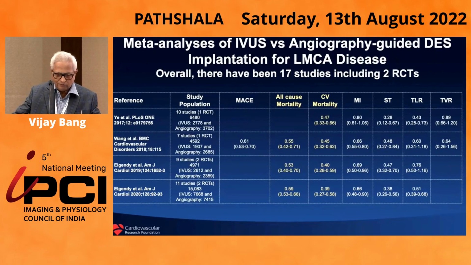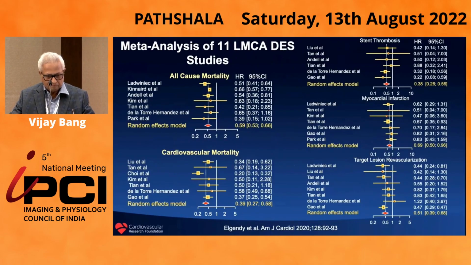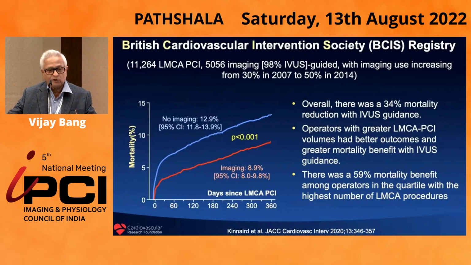So, a meta-analysis of IVUS versus angiography guided DES implantation in LMCA, which is the most important complex lesion that we do, suggests that all-cause mortality is reduced by 41% and cardiovascular mortality by 61% if you do PCI in left main IVUS guided. A meta-analysis of 11 LMCA studies also showed the same thing: significant reduction in mortality and primary endpoints with IVUS-guided PCI.